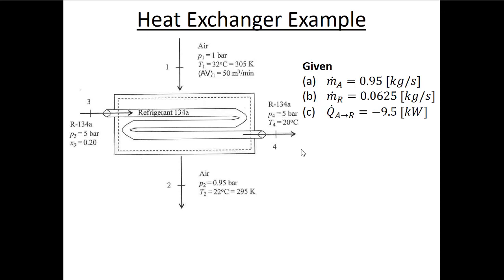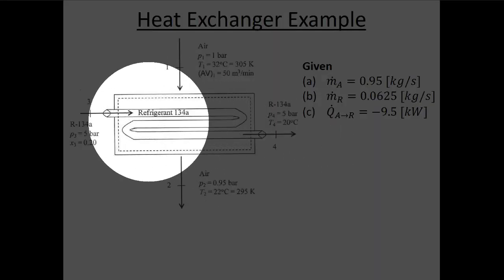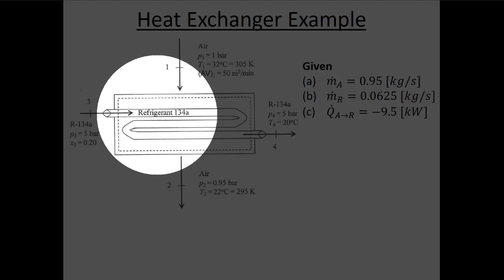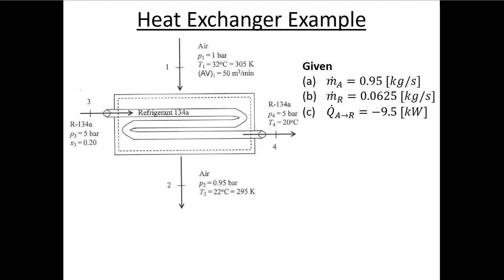Now this example you may remember from when we were doing the first law on open systems. This is a heat exchanger. It's a shell and tube heat exchanger, and just like we did for open systems with the first law, we can do this problem many different ways. So we can draw the control volume 3 different ways. We can draw the control volume for the whole heat exchanger. We can do the control volume just the air side or just the refrigerant side.